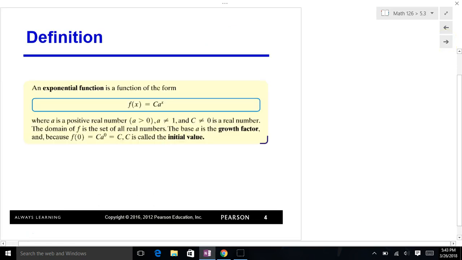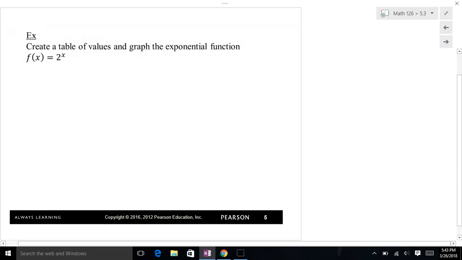All right, let's get into an exponential function. An exponential function is anything of the form c times a to the x. C is just a constant in front. A is your base, or your growth factor. And x, you're going to take it to the x power. So let's look at an example here: y equals 2 to the x.